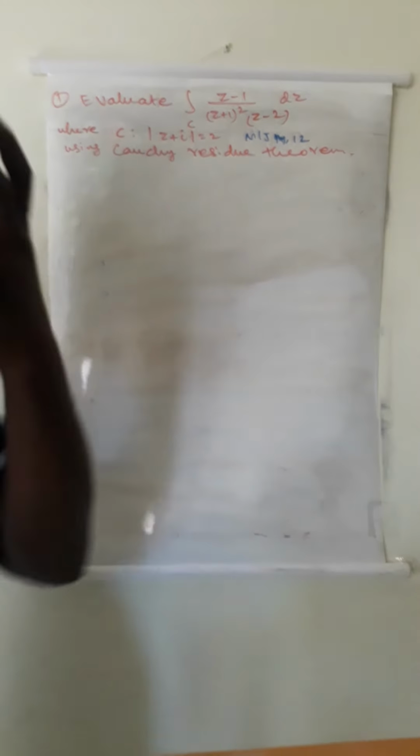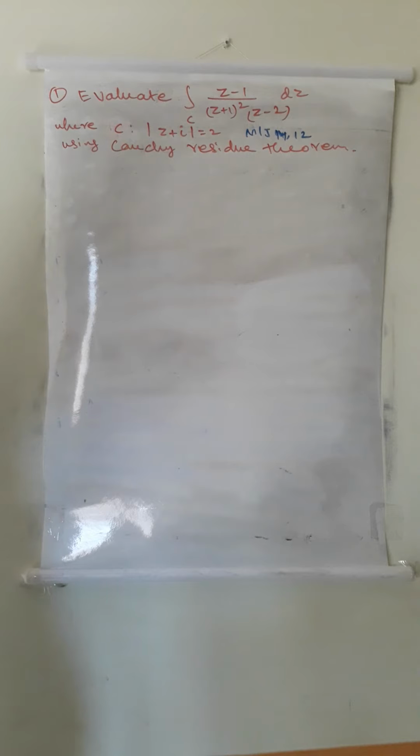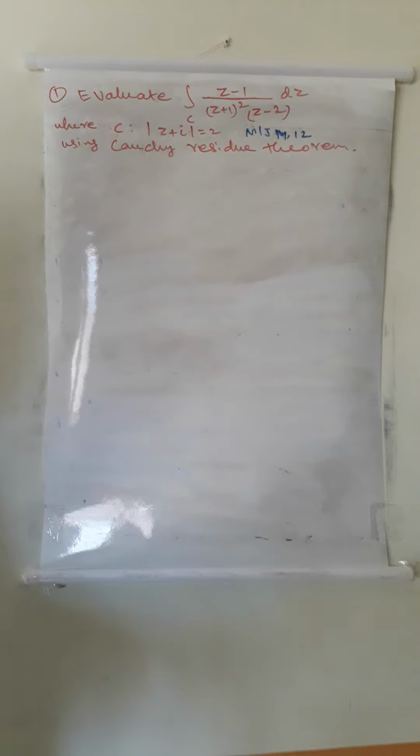Okay, now we are going to see the problems in Cauchy residue theorem. The first problem: evaluate the integral over C of (z minus 1) divided by (z plus 1) whole square into (z minus 2) dz, where C is the circle modulus of z plus i equal to 2, using residue theorem.